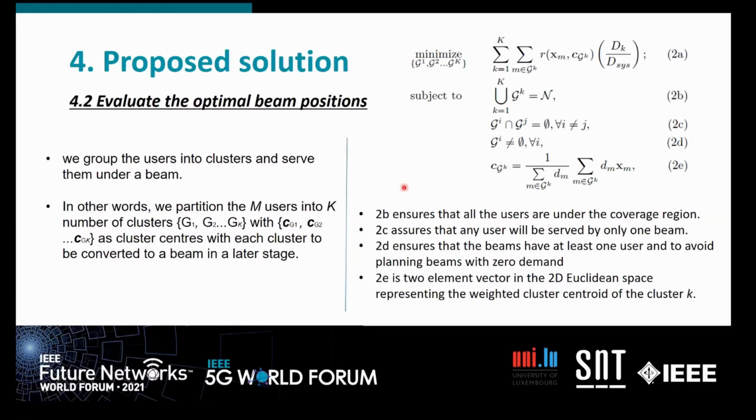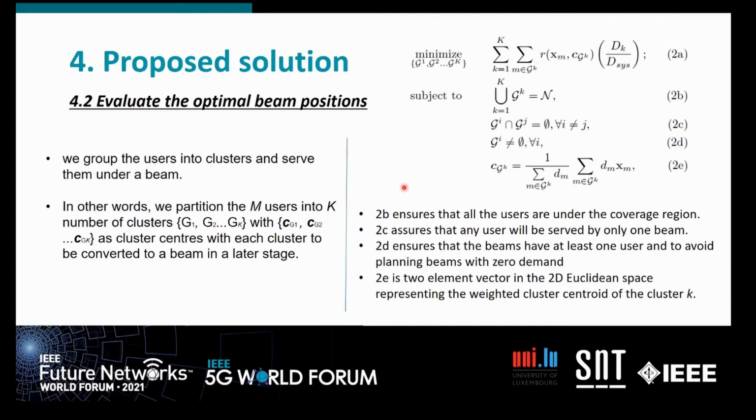The objective function is a weighted distance formulation. We have a first constraint that is shown in 2b, which ensures that all the users are under the coverage region. 2c assures that any user will be served by only one beam. 2d ensures that the beams have at least one user and we avoid planning beams with zero demand. And lastly, 2e is a two-element vector in 2D Euclidean space representing the weighted cluster centroid of cluster K.